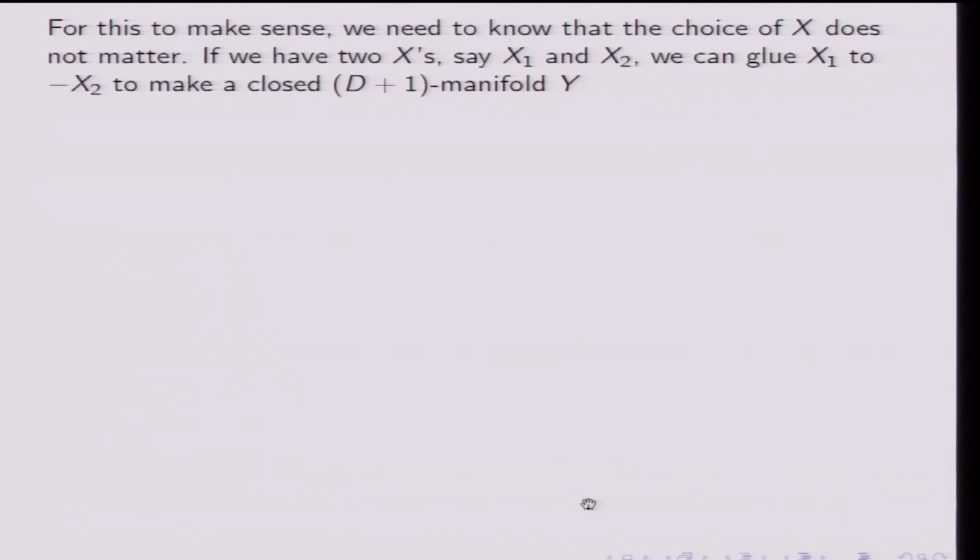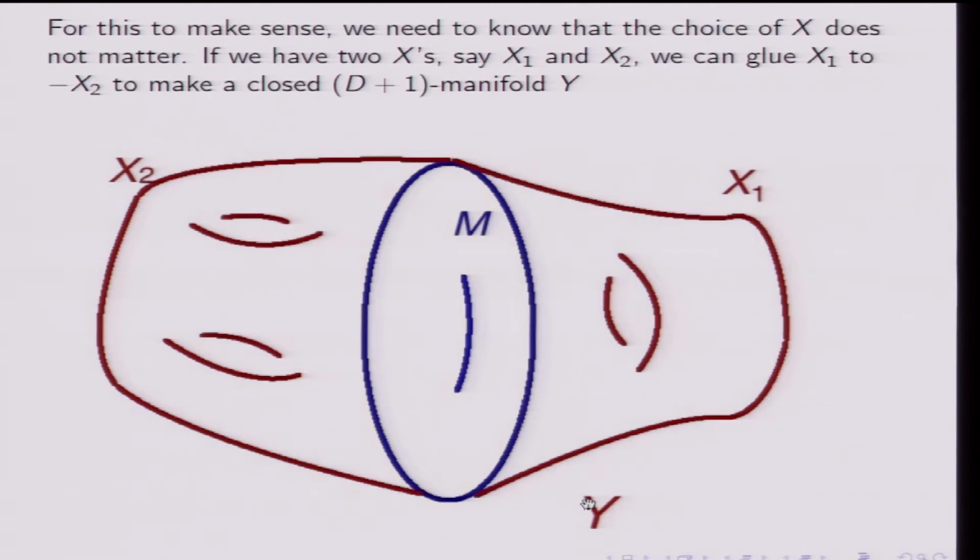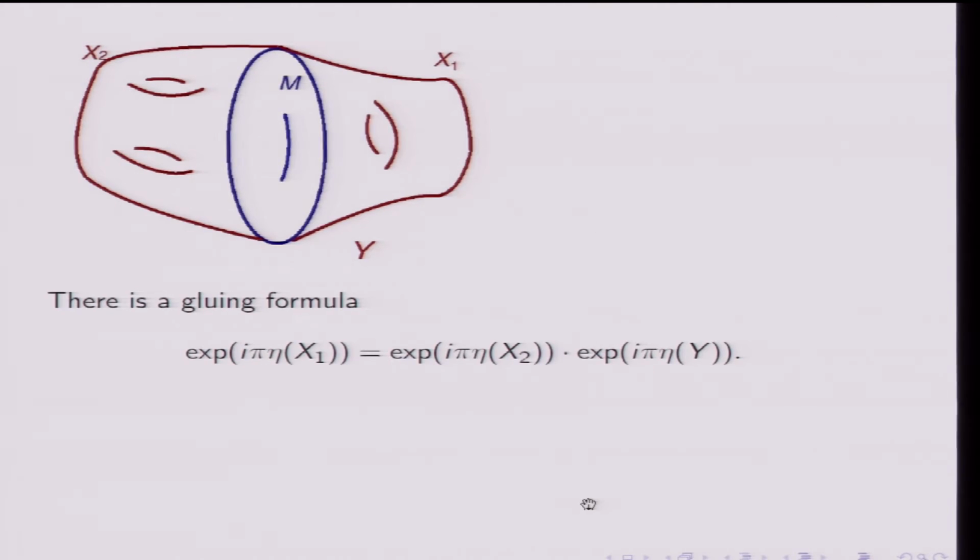But we should ask whether the choice of X matters. Because if the choice of X matters, that means that this definition does not give us a satisfactory answer. So if we have two choices of X, X1 and X2, we glue X1 to minus X2 to make a D plus 1 manifold Y. The minus sign means we reverse the orientation of X2 to glue it smoothly onto X1. And then there's a gluing formula that was basically part of the Dai-Freed paper that compares eta of X1 to eta of X2, and they differ by a factor which is eta of a manifold without boundary.